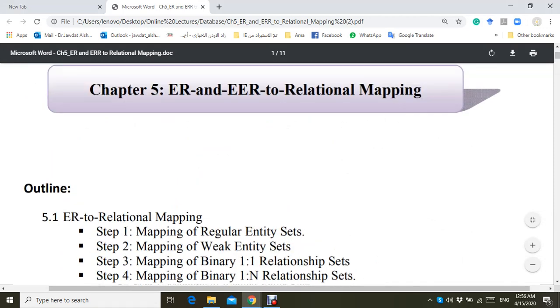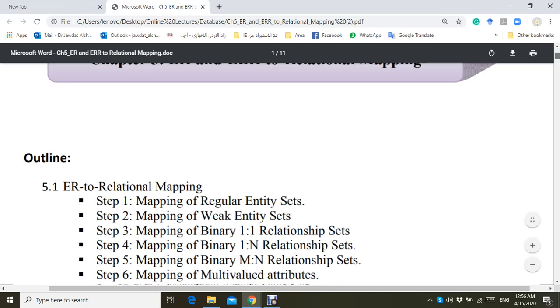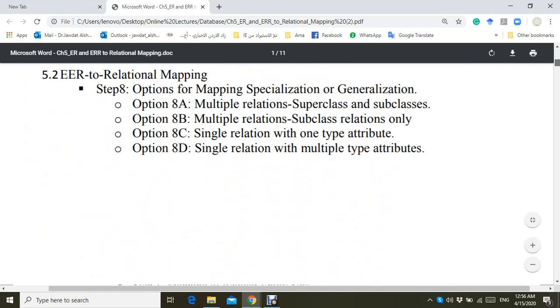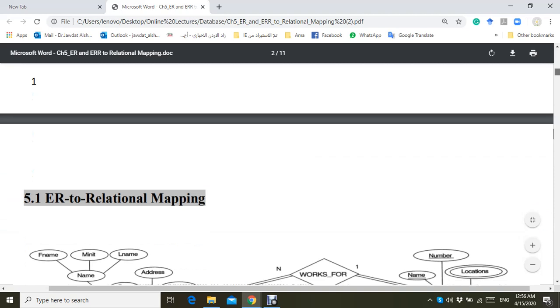Chapter 5, and we are still in ER and ER relational mapping. Okay, we didn't finish the ER mapping, so today we will finish ER mapping, and EER mapping will be next week. Okay, so before starting, let's make a fast review.